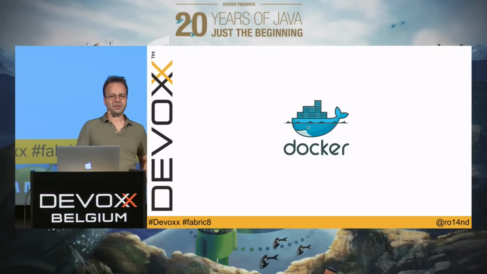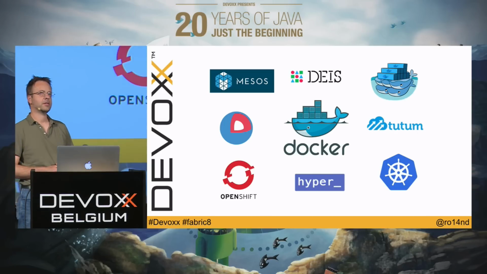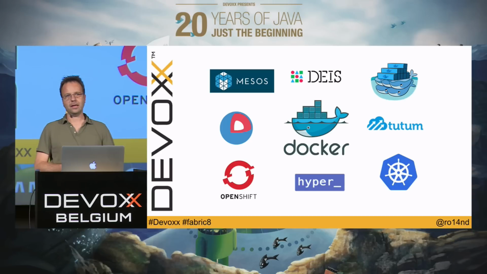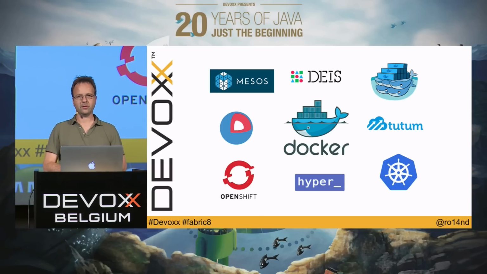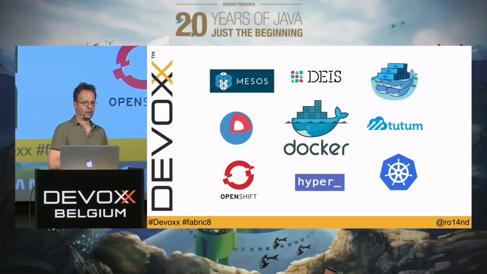So there started some sort of gold rush around Docker, and there are now lots of other tools and features which add value on top of Docker. There are orchestration tools like Kubernetes or Mesos. There are platform as a service platforms like OpenShift or Deis.